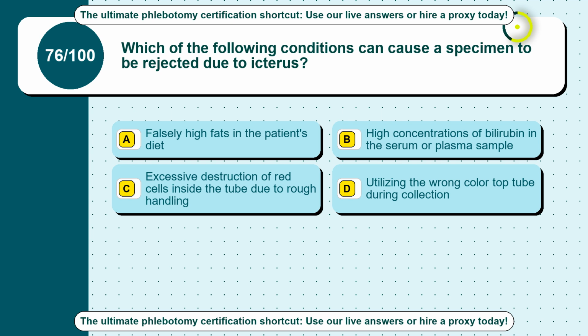Option B, high concentrations of bilirubin in the serum or plasma sample. Option C, excessive destruction of red cells inside the tube due to rough handling. Option D, utilizing the wrong color top tube during collection.